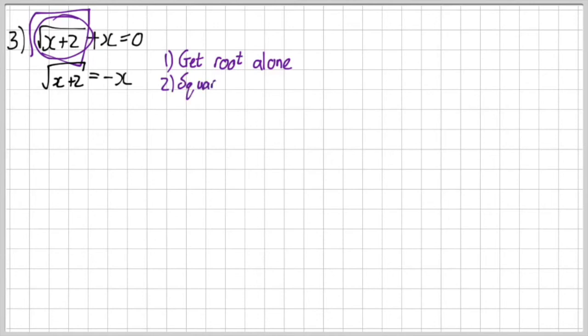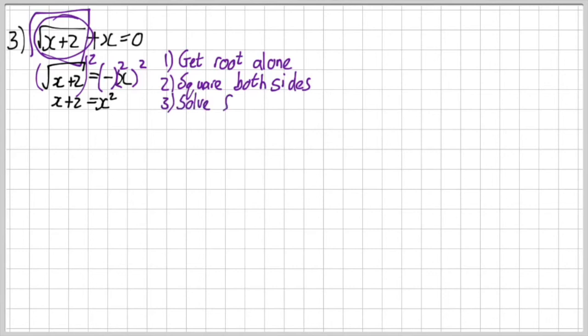Step 2, I square both sides. So by squaring both sides, I square the negative as well as that x. So I'm going to sit with x plus 2 equal to x squared, because the negative squared is just a positive. And now I need to solve for x. So my step 3 is going to be to solve the equation.